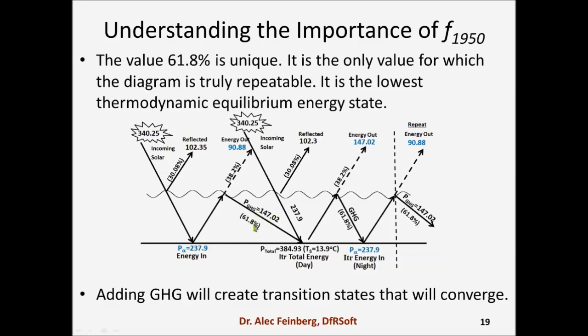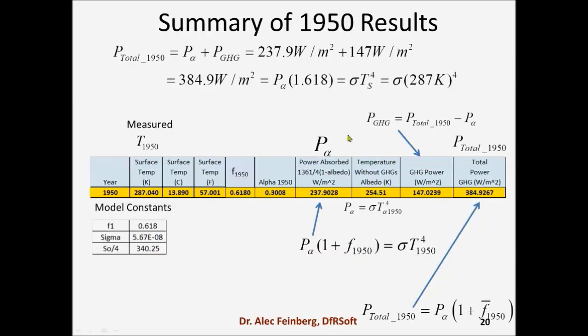If we added greenhouse gases, we also noticed that this number should change. When that changes, this diagram will iteratively converge eventually, but it's a different diagram. All right, so we'll get to that in a second. So let's summarize. This is our summary. We had our equation. We have the year, the surface temperature, the 1950 radiation value of 0.618, the alpha, the power absorbed, the total power absorbed through 384, and here are some of the values that we have, sigma, and stuff like that.